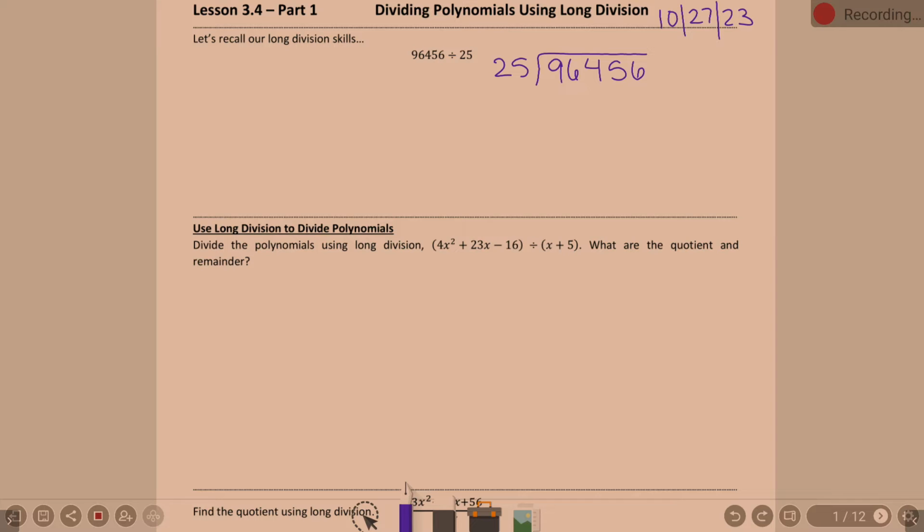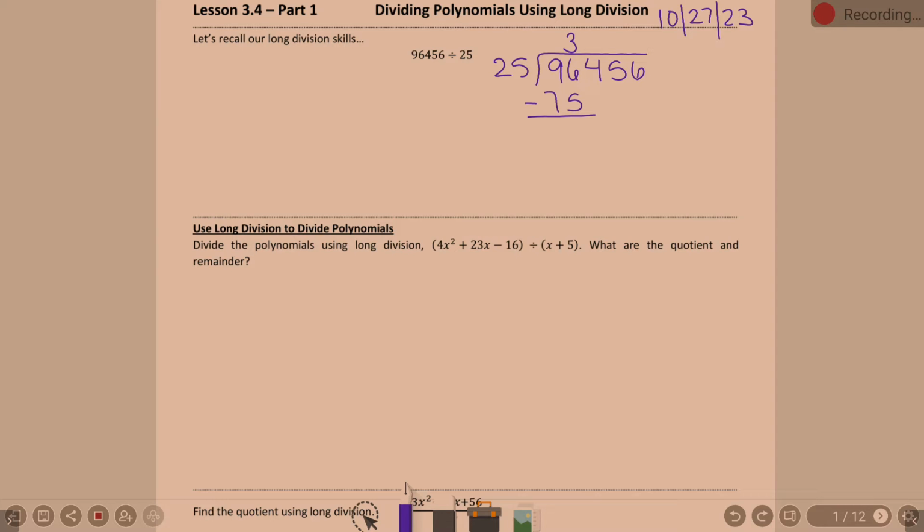Okay, what do we start with? How many 25s? So it's 2 digits, so we're looking into 2 digits, right? How many 25s in 96? 3. Okay. Where do I put that 3? Because we're dividing into 2 digits, that 3 goes above the second digit. Then what do I do with that 3? Subtract the 25 times 3. So we're going to take this 3, multiply it by 25, and put it here. 3 times 25 is 75, and then we're going to subtract.